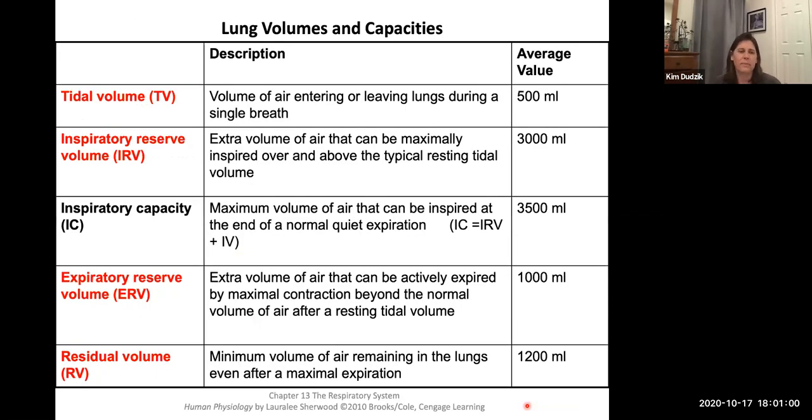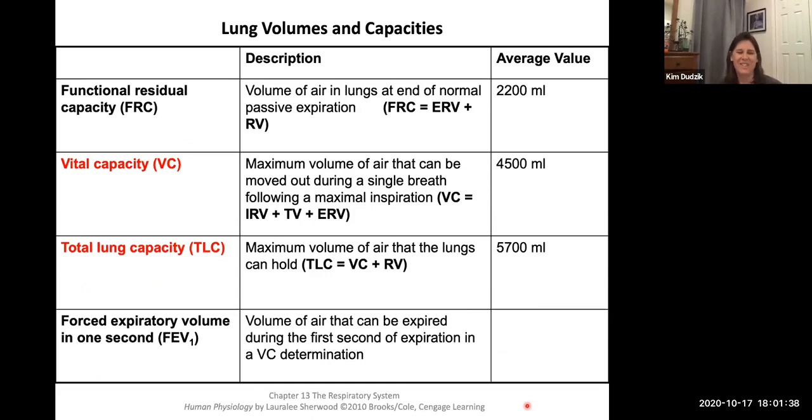Okay, and so this table has the definition of each one of those if you'd like to read it. You don't have to remember the actual volume in milliliters or cc's. You don't have to memorize that. But I do want you to know the definition of everything in red here: the tidal volume, the inspiratory reserve volume, expiratory reserve volume, and residual volume. If you're interested in inspiratory capacity, please by all means read up on that. But anything in red is fair game on a test. And then it doesn't end there. There's a couple more: vital capacity and total lung capacity.